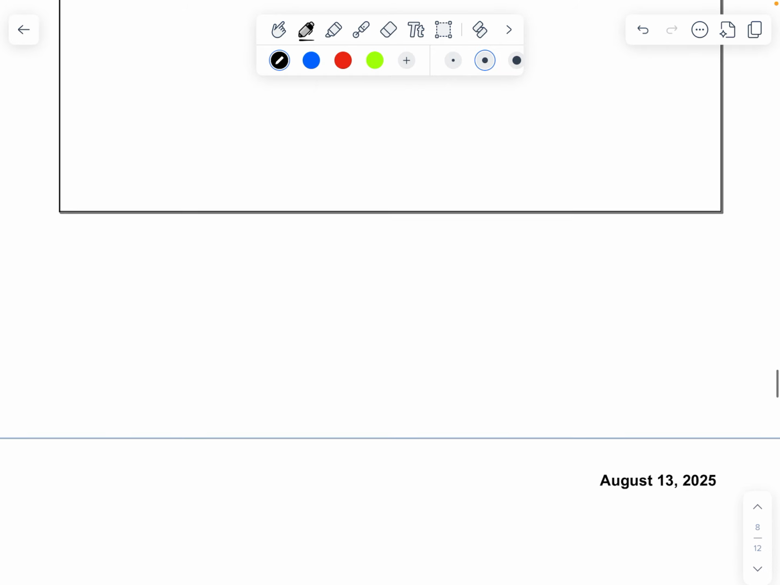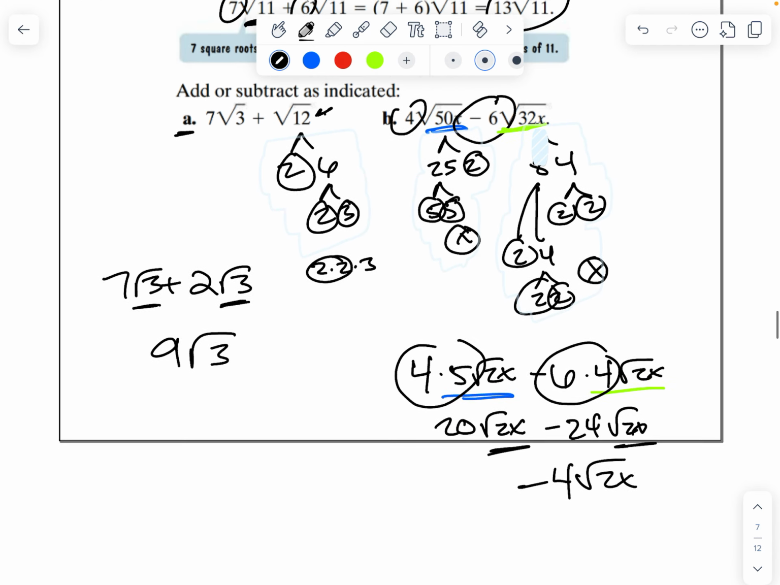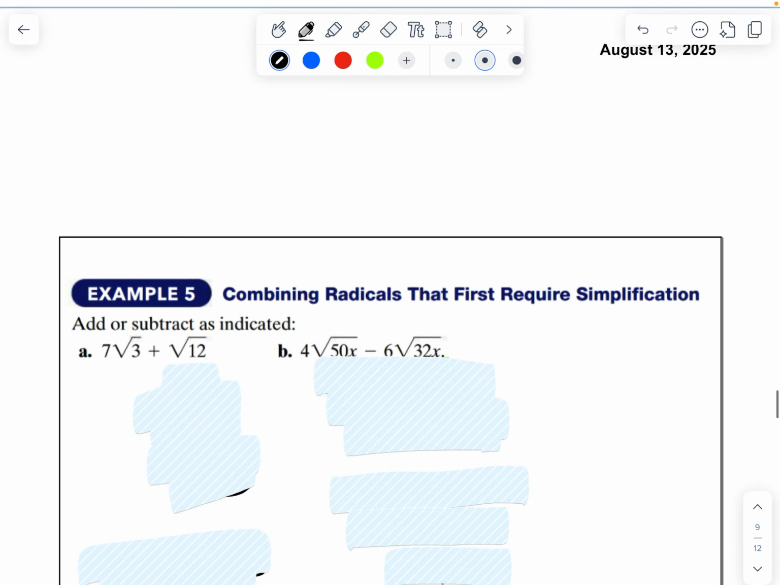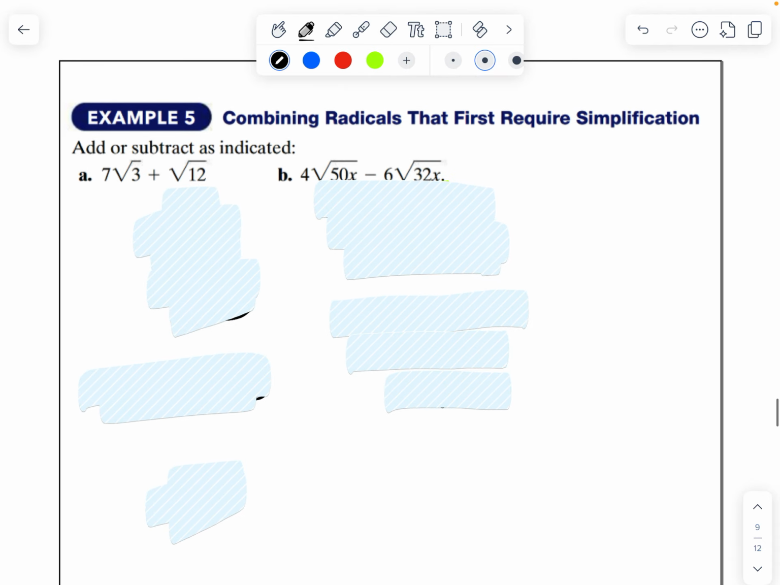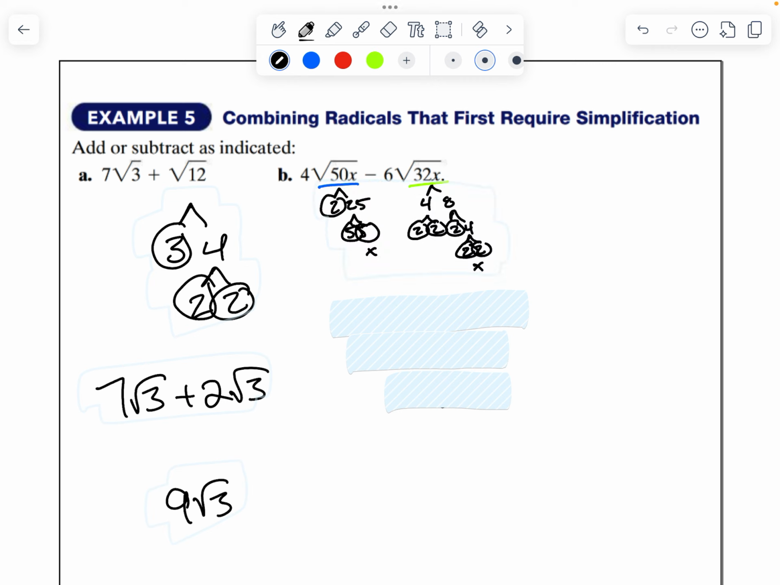Oh, we just did this problem, didn't we? 7 square root of 12. Perfect. 7 square root of 3 plus square root of 12. I'll show you these answers anyways, so that breaks down. We have 7 square root of 3 plus 2 square root of 3 makes 9 square root of 3. Same thing over here, we can break these down.